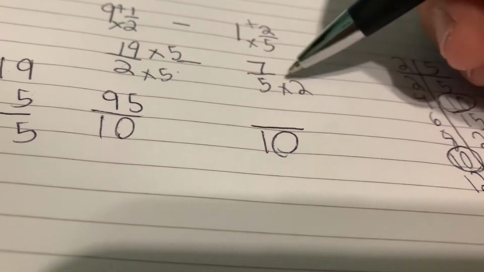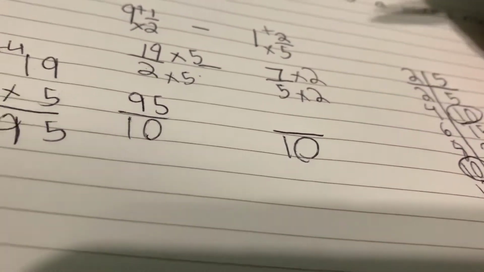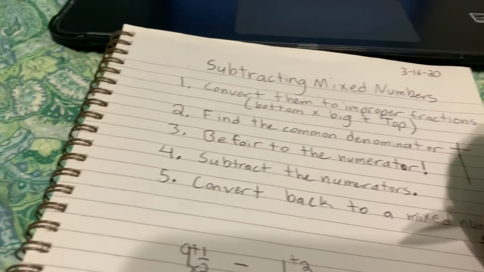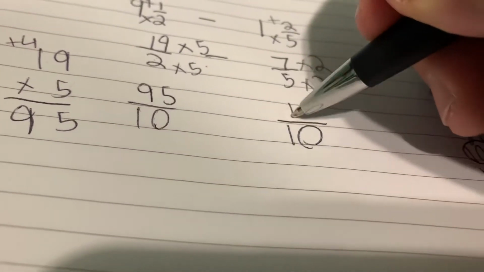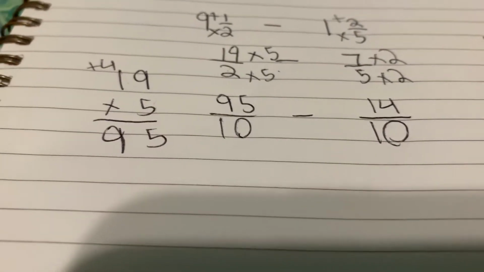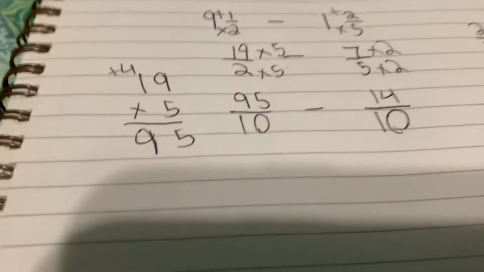So if we're doing times 2 in the denominator for this fraction, we got to do times 2 in the numerator to be fair. Remember, that's step 3, be fair to the numerator. So 7 times 2, we all know that's 14. And just like that, we have 95 tenths minus 14 tenths. Once your denominators are the same, you can go ahead and go to step 4, which is to subtract the numerators.